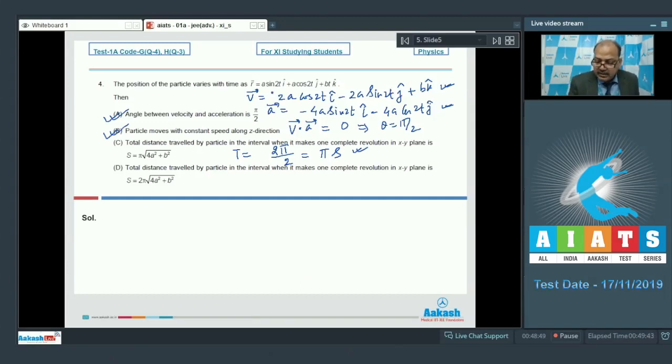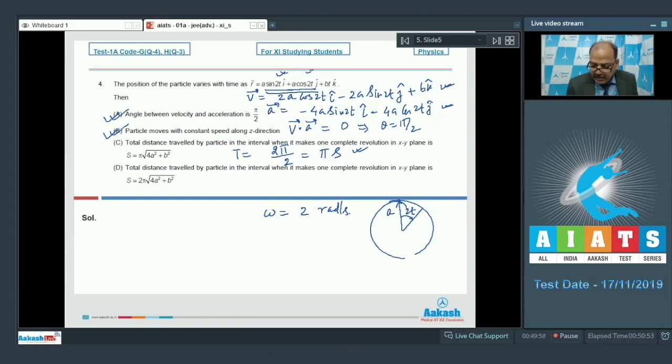Basically, if you look at the component of r in the xy plane, it's like this. If we draw a circle, then the component of r in the xy plane is basically a sin 2t. That means a vector of length a with origin at the center, if it's rotating with omega equal to 2 radian per second, let's say, or 2 units, then this angle will be 2t.